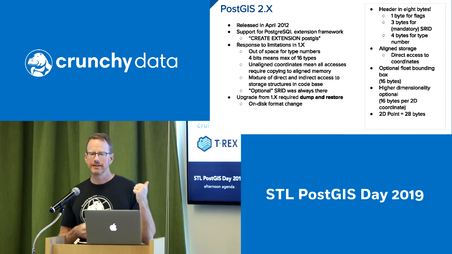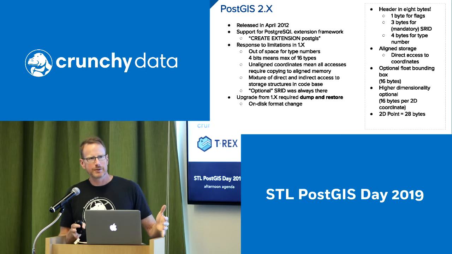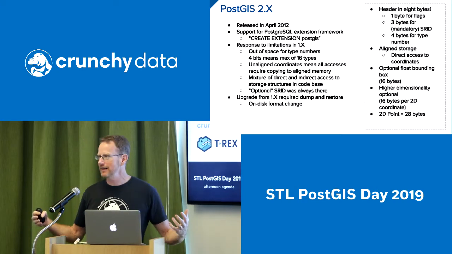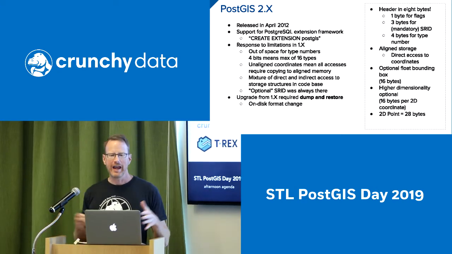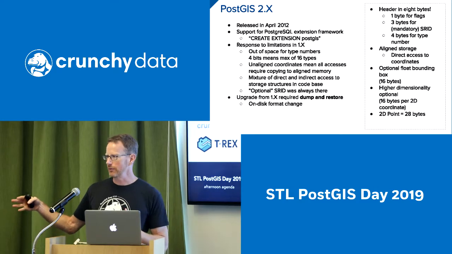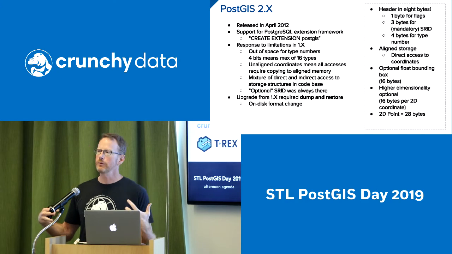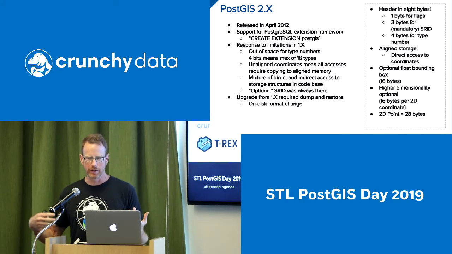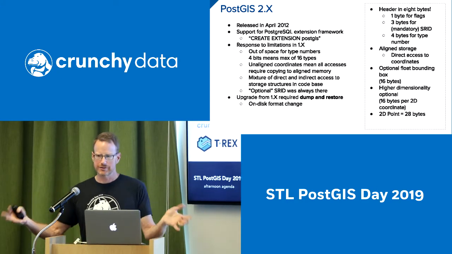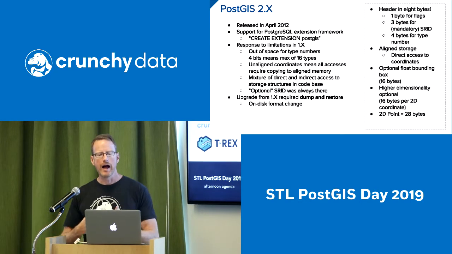So 2.x did two things. It gave us more metadata space so we could continue expanding and adding functionality to the extension. And 2, it aligned all the coordinates so that we could do direct access, come off disk, read the data directly. So it sped up a whole bunch of operations, basically any operation where we weren't going to be rewriting the geometry and just straight up reading it. And that's most of them, got faster.